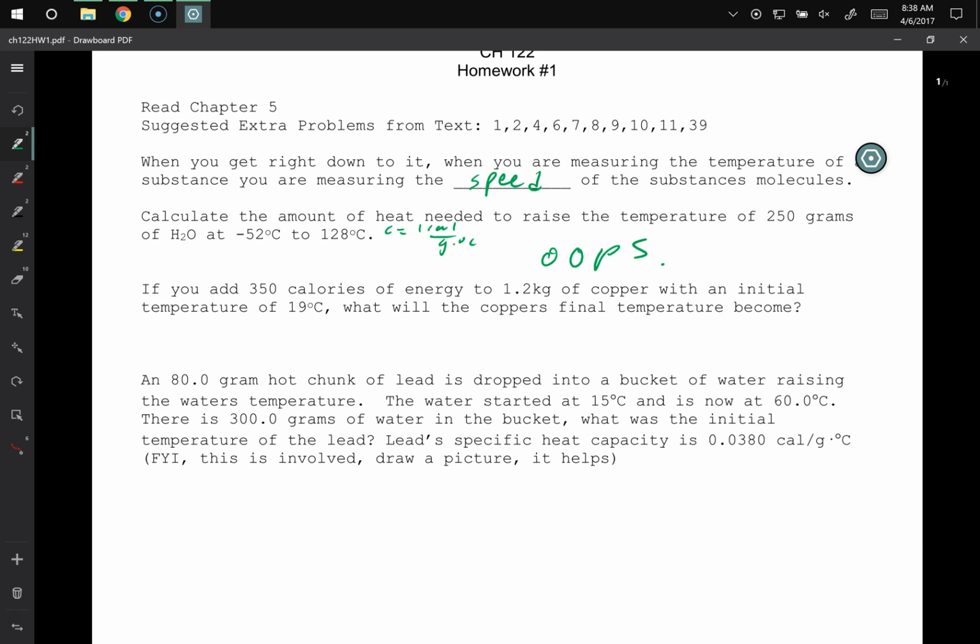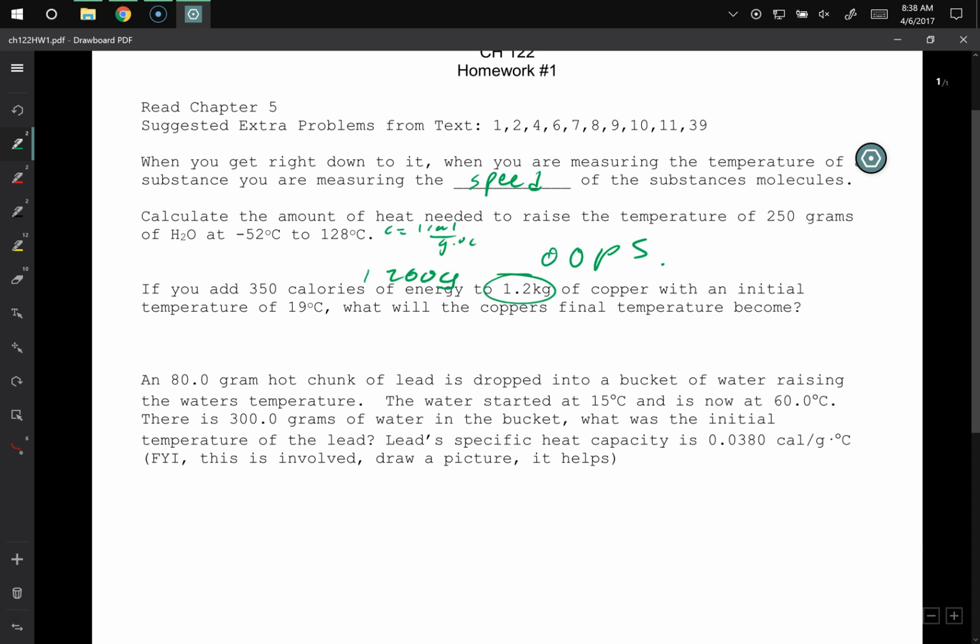The first thing I would probably do, just to make it easier on myself, is take this and make it 1,200 grams. That way I don't have to worry about any unit conversions. We add 350 calories to this with an initial temperature. What will the final temperature be?